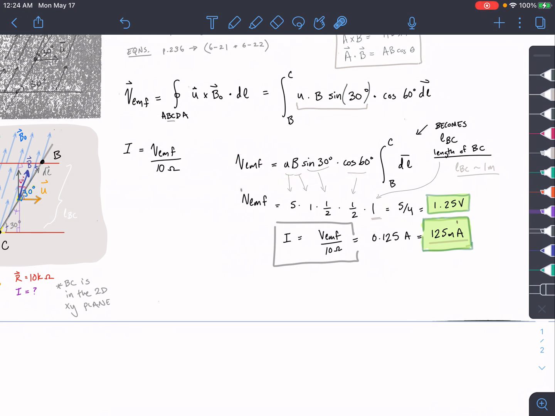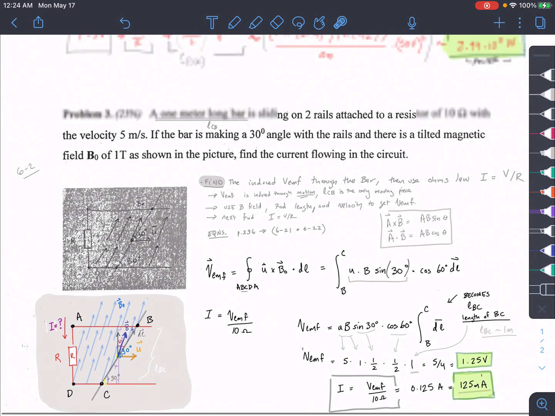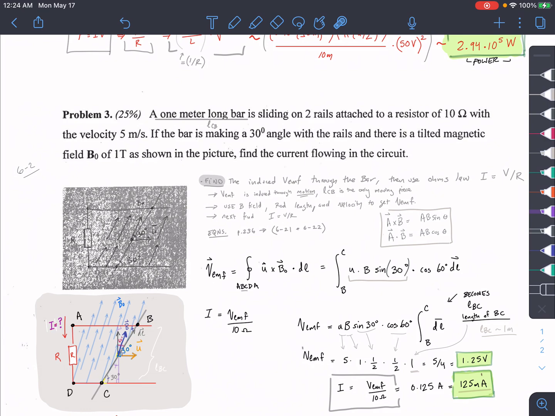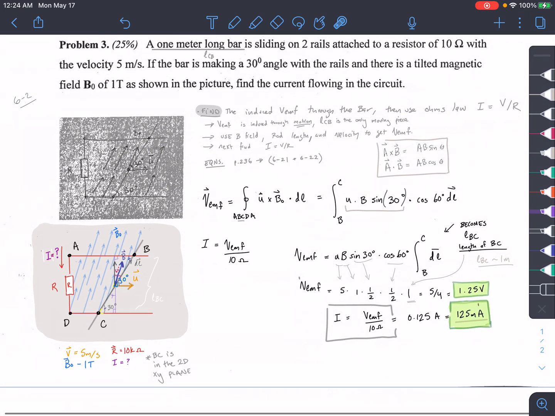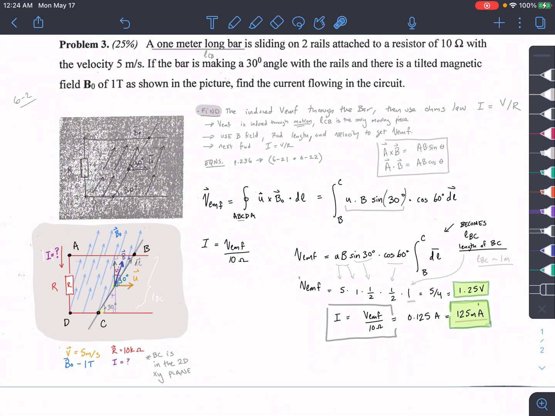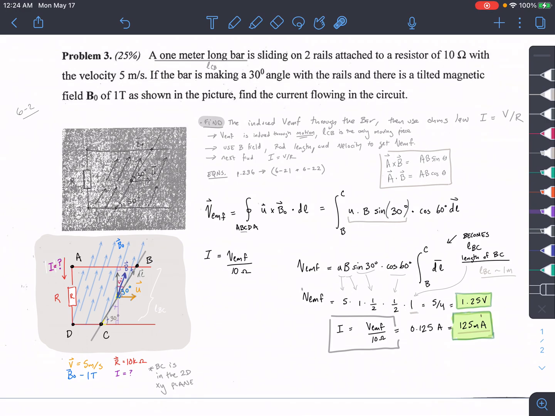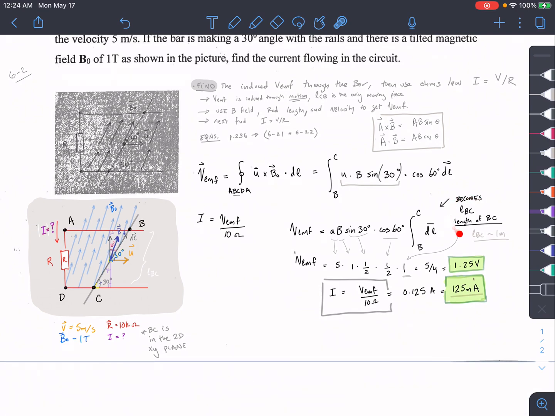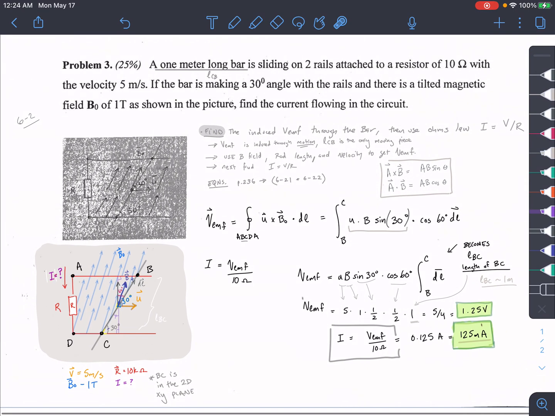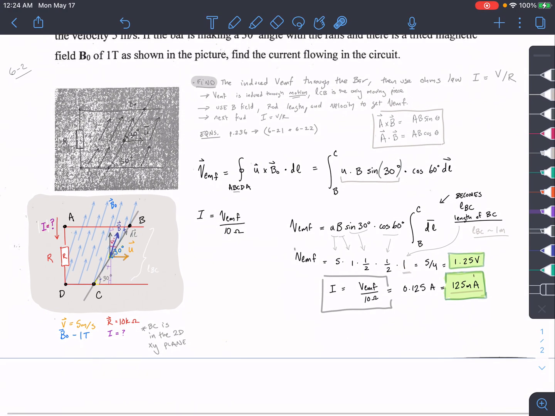Putting all these components together, we can simplify this quite a bit because we're given a value for our velocity. We're given 5 meters per second. We're given 1 Tesla for our B field, so we can plug that in. And then when we move from C to B across our differential length, let's see here, are we given a differential length? Oh, we are given a length of BC. It's 1 meter, right? A 1 meter long bar. So we plug that in, and then we can just solve for our VEMF here.